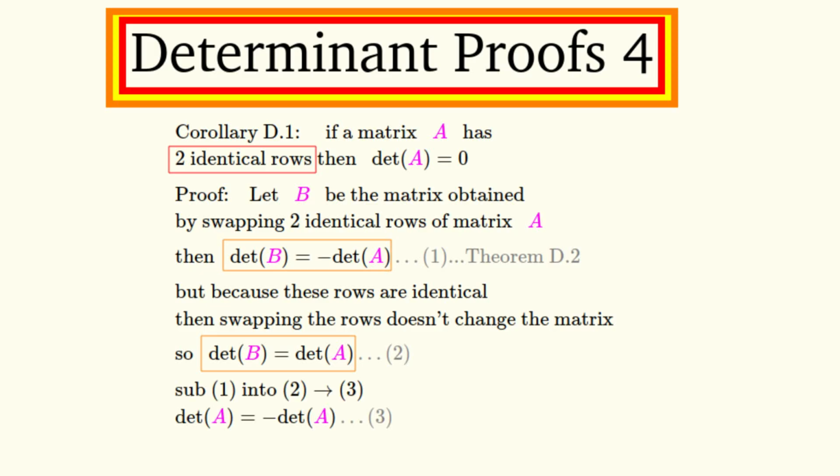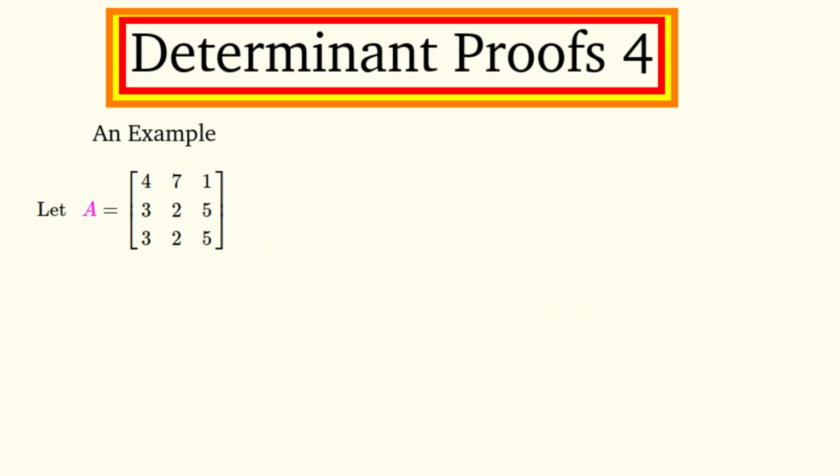So combining these equations gives us this equation, which says that the negative of the determinant of A is equal to the determinant of A. So the only possibility for this equation to be true is if the determinant is 0, so that finishes this proof. So let's look at what is happening and why this is true.